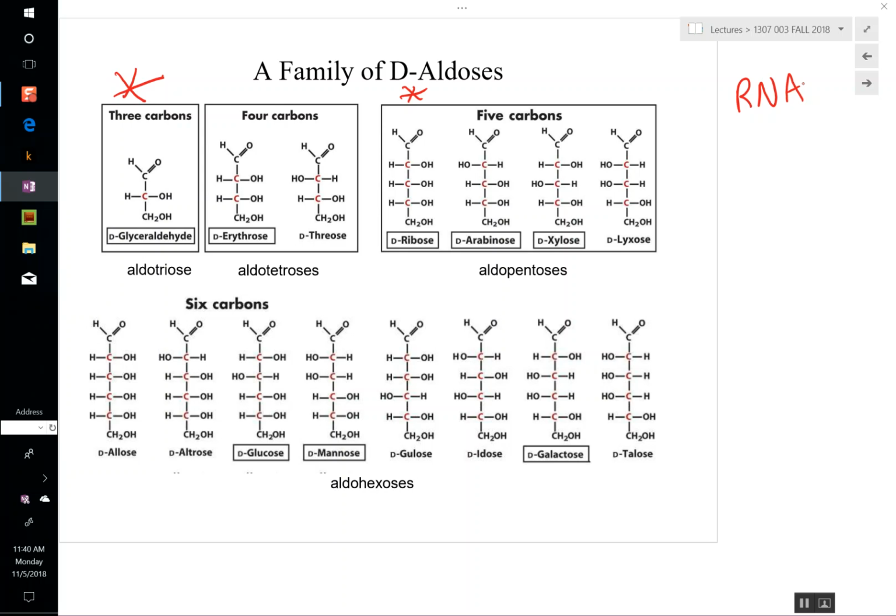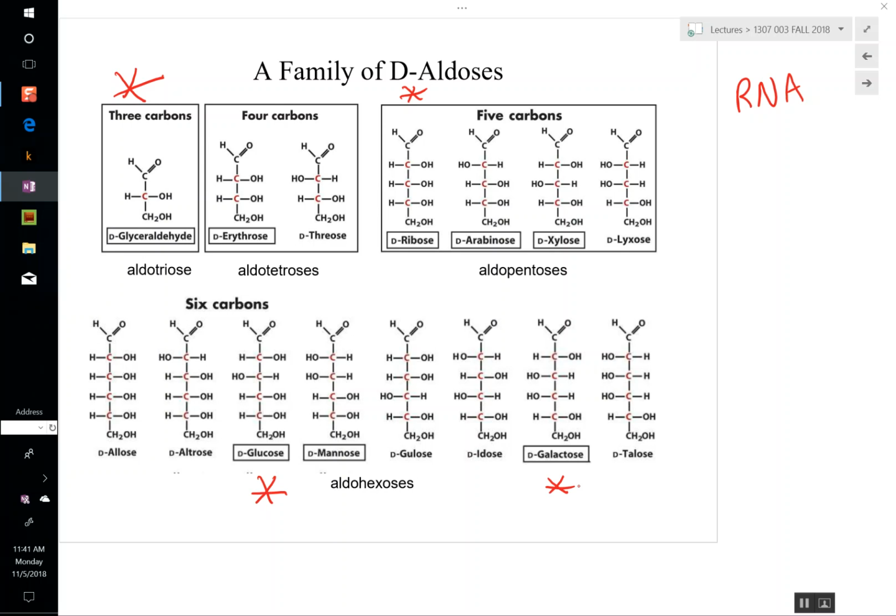But here's 3 others that have 5 carbons. Right, left, left, left. You see how these chiral carbons are giving rise to families of molecules. All right, now here are the aldohexoses, and here is our. Probably didn't even need to ask about that one. Yes, you need to know how to draw D-glucose. Right, left, right. And I also want you to know how to draw D-galactose.